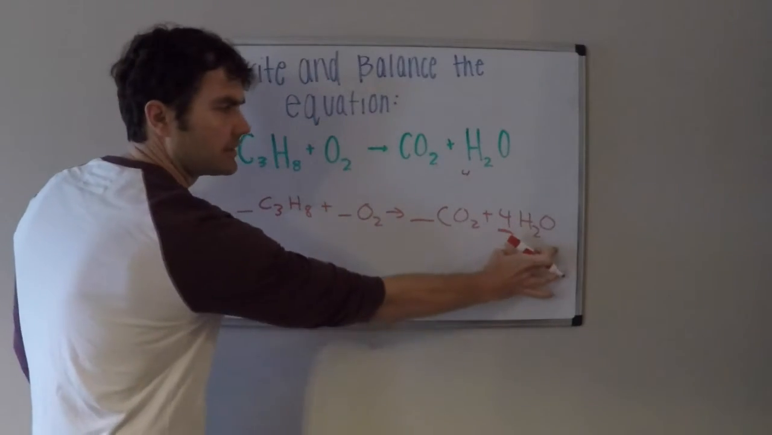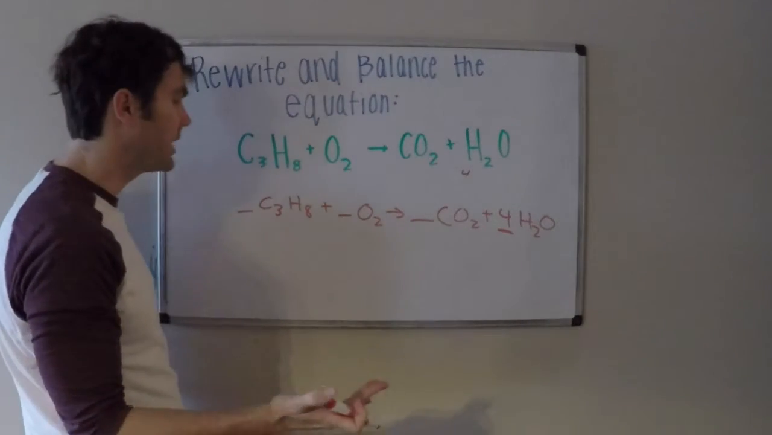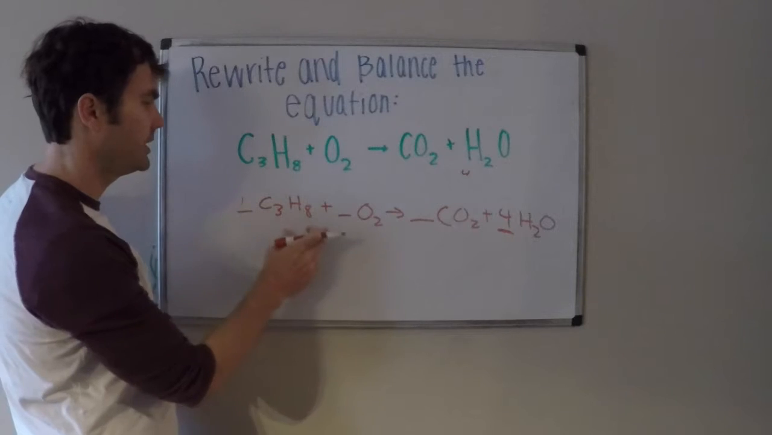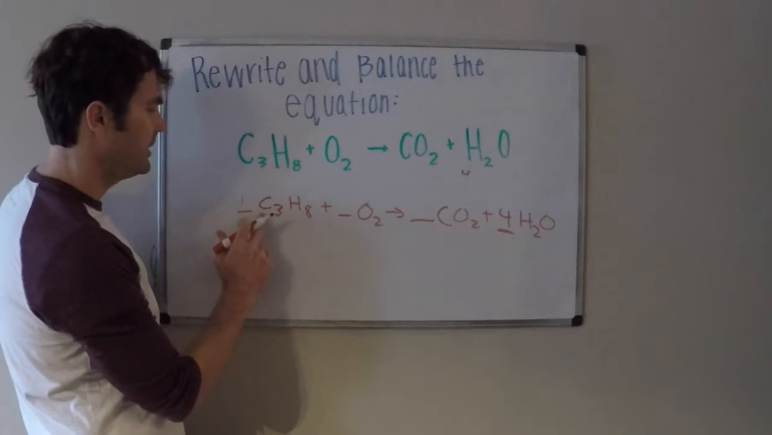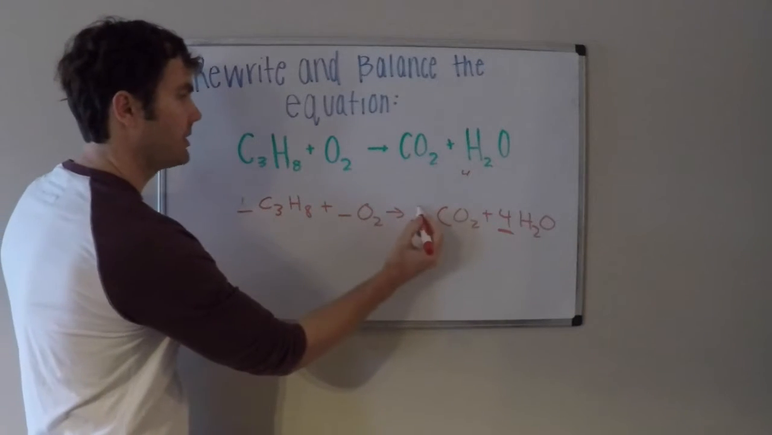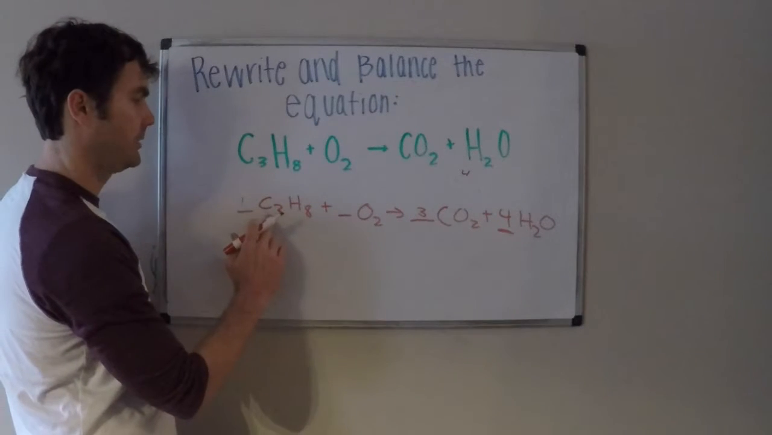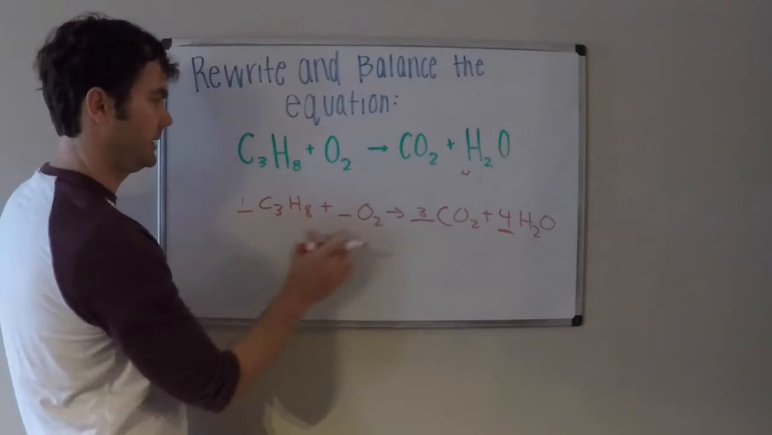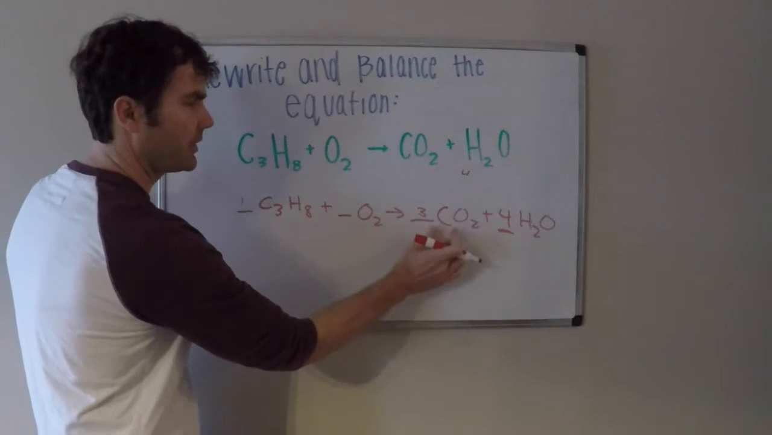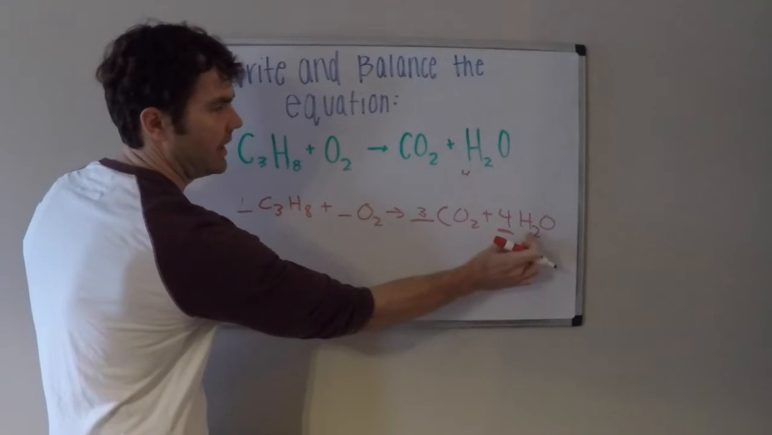So that gives us 8. And remember, it's a little bit of trial and error. So we're trying right now 1 of these and those. If that was the case, then I would need 3 of these carbons to balance out carbon. So that gives me 3 carbons and 8 hydrogens. So over here I've got 3 carbons and 8 hydrogens.